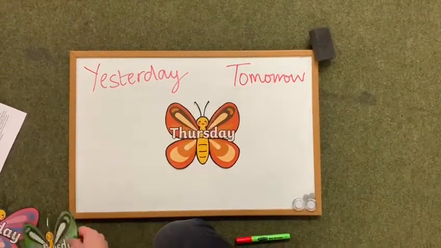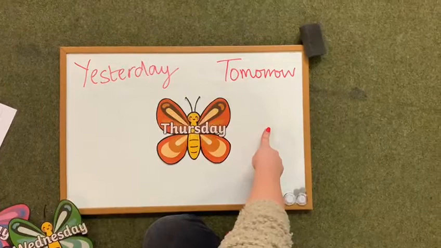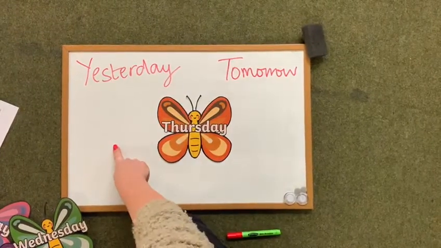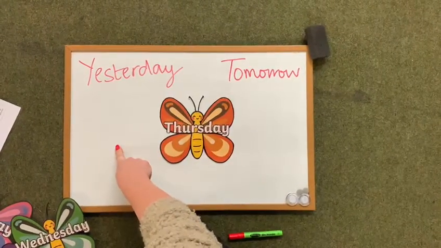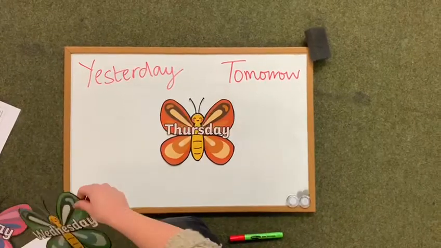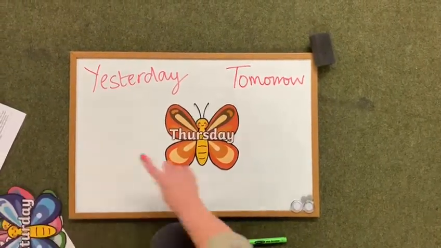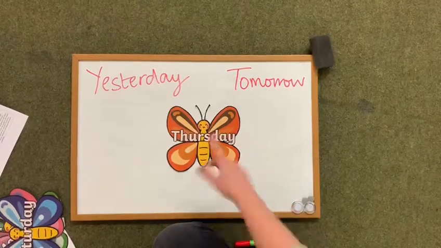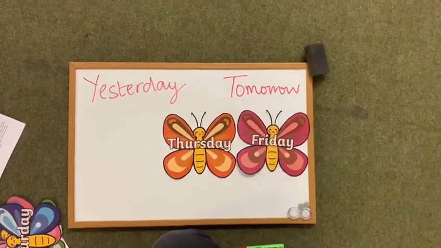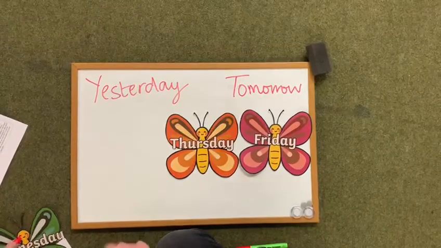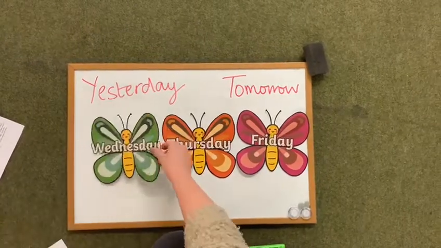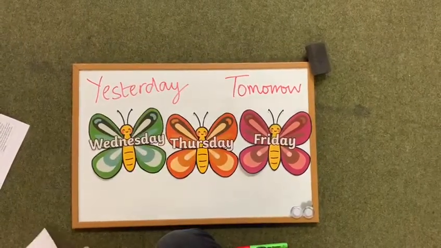Okay, so what day would come after Thursday? And what day would come before Thursday? Okay, so the day after Thursday, tomorrow, it would be Friday. And yesterday, the day before Thursday, we would have Wednesday.